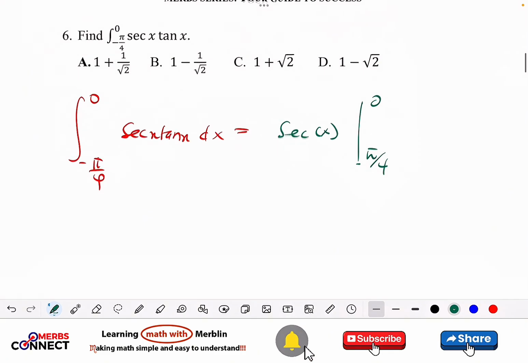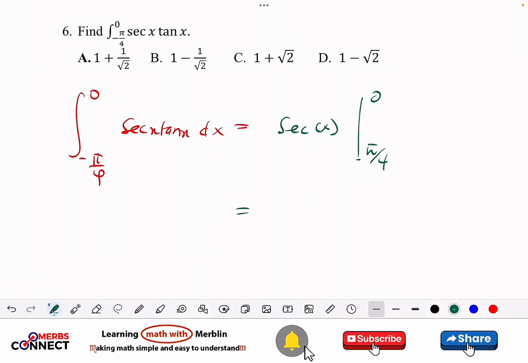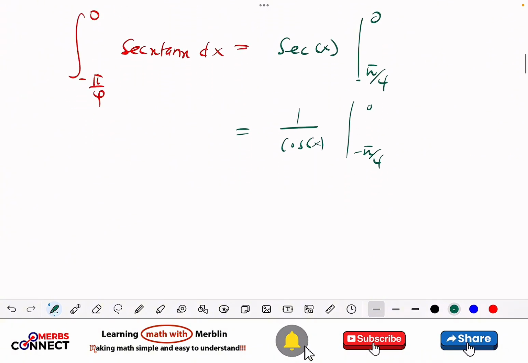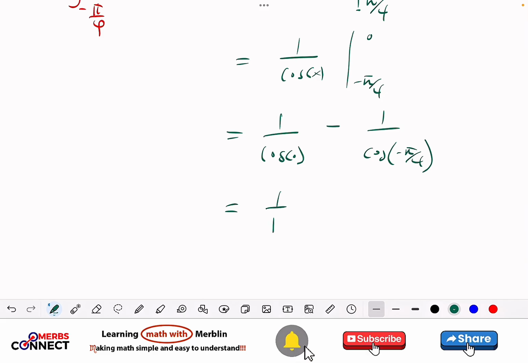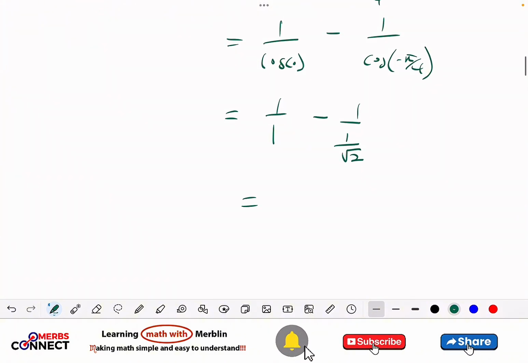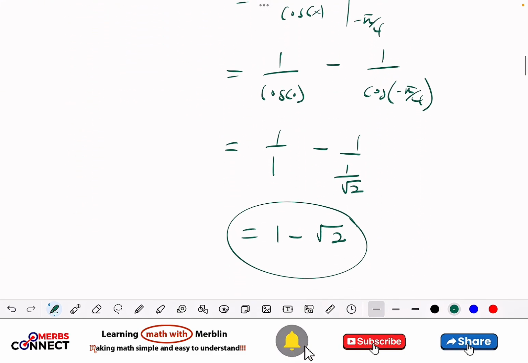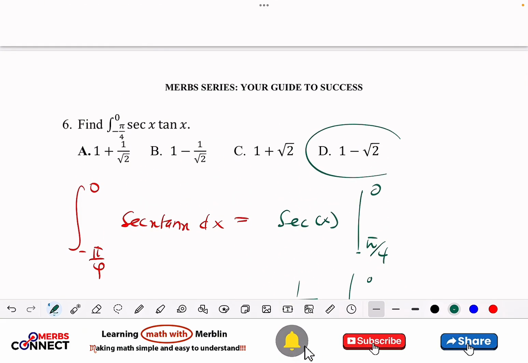So now let's see what we can do here. Secant is the same as 1 over cos of x, so that we can do it properly. Plug in 0: 1 divided by cos of 0, minus 1 divided by cos of minus pi on 4. Now what is cos 0? Cos 0 is 1. And what is cos of minus pi on 4? That is 1 divided by square root of 2. So this is going to give us 1 minus square root of 2. So this is what we are going to get from this, 1 minus square root of 2. That is right here.